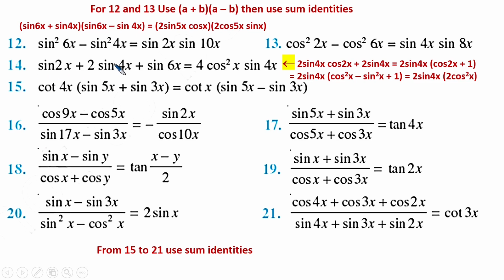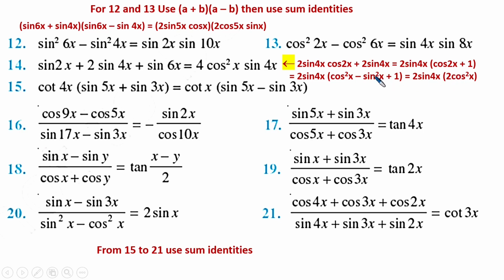Now exercise 14. This 2 sine 4x I have kept separately. I have taken this and this, that is 6 plus 2 is 8 divided by 2, that is 2 sine 4x I have got. And then 6 minus 2 is 4, 4 divided by 2 is 2, so this is cos 2x. And this sine 4x I have taken here. Now sine 4x is common, so you have cos 2x plus 1 here. And then this cos 2x I can split as cos of x plus x, that is cos square x minus sin square x. Cos of a plus b is cos a cos b minus sin a sin b, where a and b are the same, x. So this is what I got. And from here, 1 minus sin square x is cos square x.